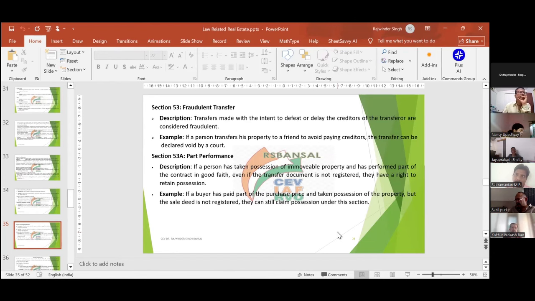So if a buyer has paid part of the purchase price and taken possession of the property, but the sale deed is not registered, they can still claim possession under this section, Section 53A.